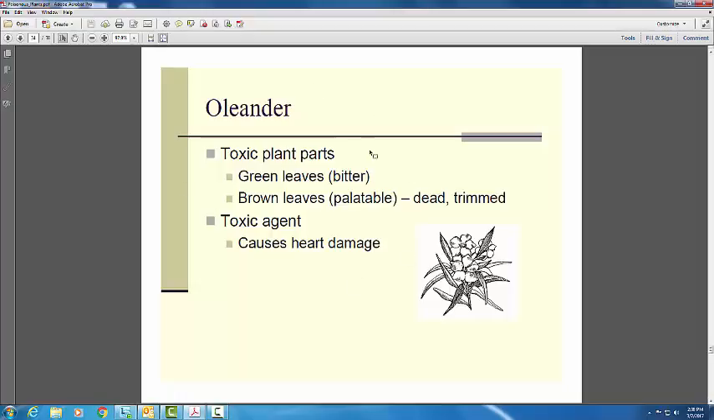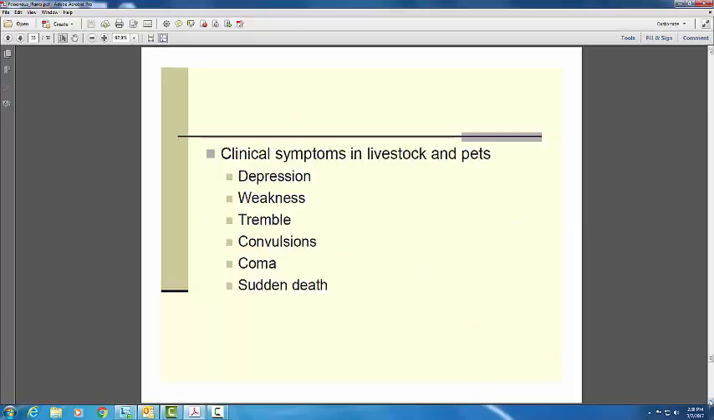Another plant that is very common is the oleander, and you can see this especially around houses. It's a fairly common ornamental plant because it produces a little red flower, and when animals get into it, they eat a lot, because the green leaves are actually bitter, but the brown leaves can be palatable and liked by animals. The toxic agent is going to create some heart damage. The classical symptoms in livestock and pets are depression, weakness, tremors, convulsion, coma, and sudden death. So it's a nervous system type of intoxication.